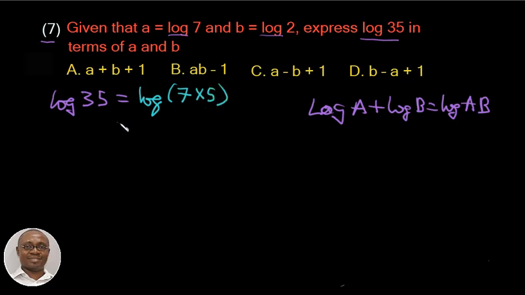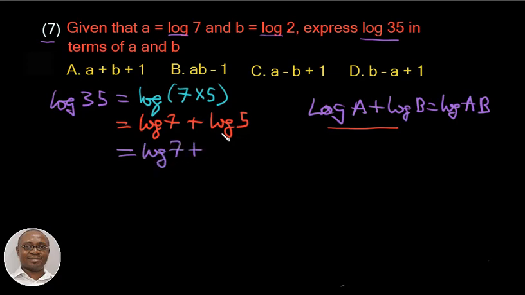Okay, good. So let us rewrite this further as to look at the law. So we have logarithm 7 plus logarithm 5. This logarithm 5, we will simplify further, in the sense of trying to look for the terms that we are given, that we should focus on, these two terms A and B, which is logarithm 7 and logarithm 2.